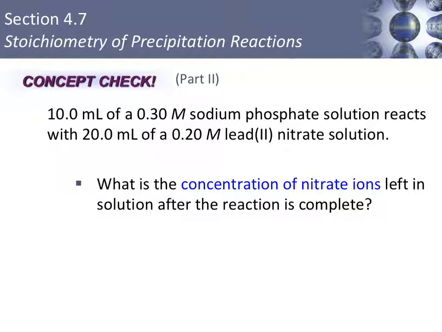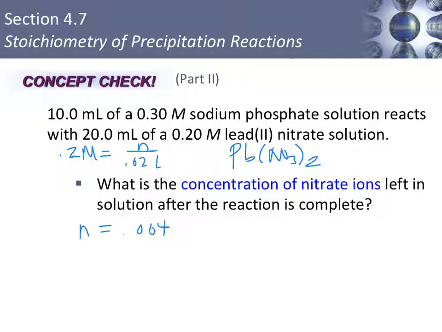Now to some more advanced questions. Same scenario, same reaction, same set of solutions. What is the concentration of the nitrate ions left in solution after the reaction is complete? Nitrate ions are not part of the precipitate. They are spectator ions. And so, you're at 0.2 molar and 0.02 liters. Solve for your number of moles. 0.0040 moles.